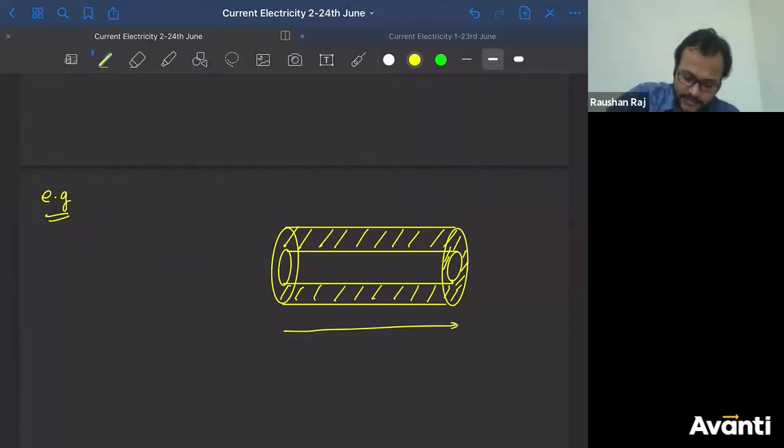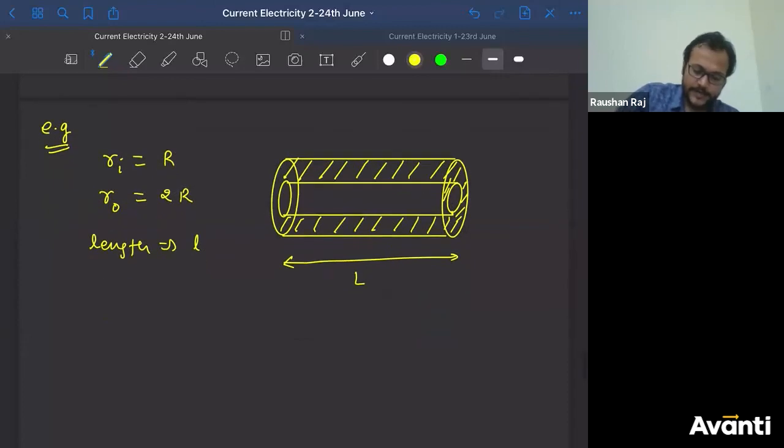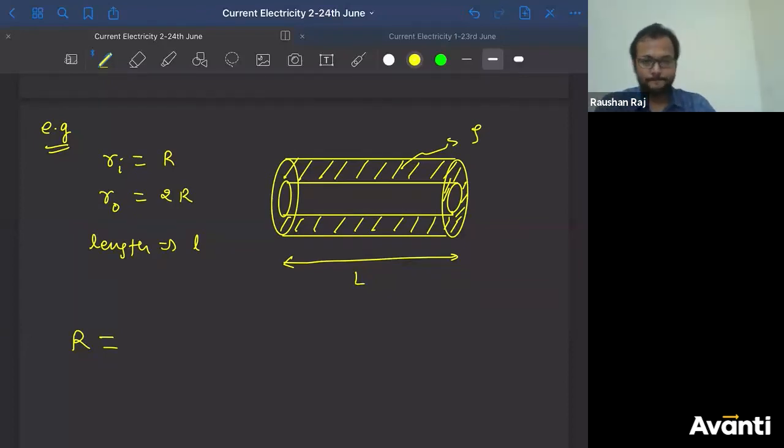If length is L, inner radius Ri is R and R naught is 2R, length is L, resistivity is rho, find out the value of R. बताओ बच्चा लोग, tell me what will be the value of R.